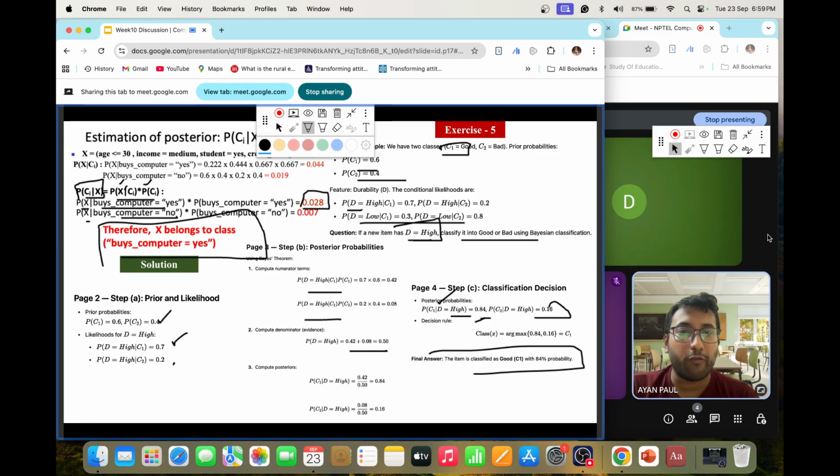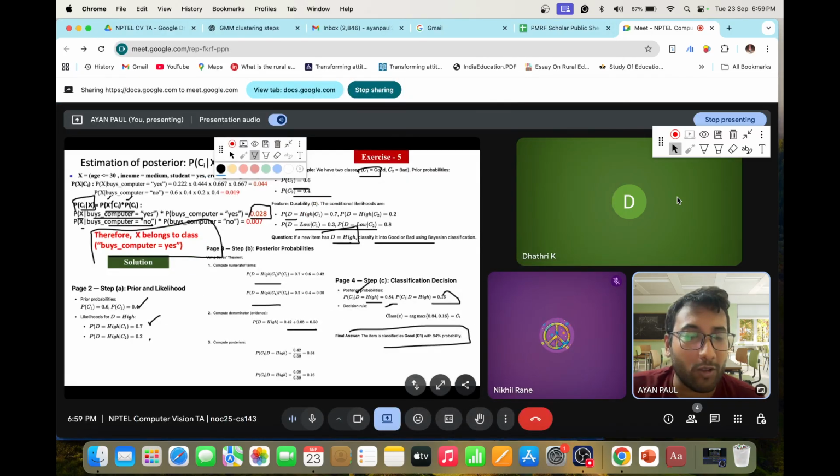So is it clear to all of you how we calculate these Bayes theorem questions? Is it clear?